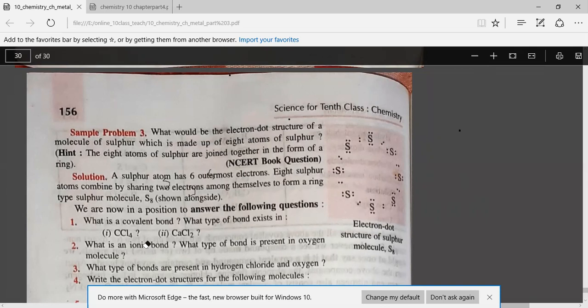The covalent bond is formed between the non-metal and non-metal. The carbon is a non-metal and the chlorine is also a non-metal. So they will form the covalent bond.